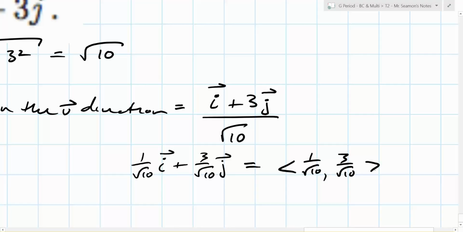Now, can you check to see if that is a unit vector? It should be, because what's this squared plus this squared? 1 over 10 plus 9 over 10. What's 10 over 10? 1. So what's the magnitude of this vector? 1. The magnitude is 1.